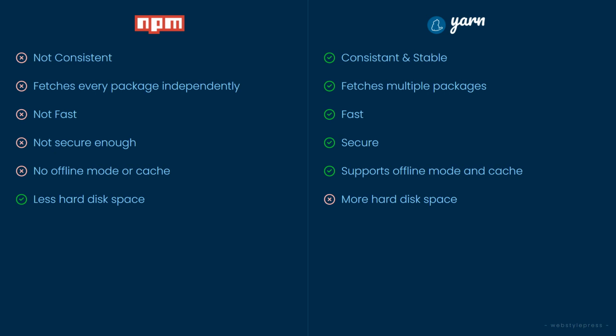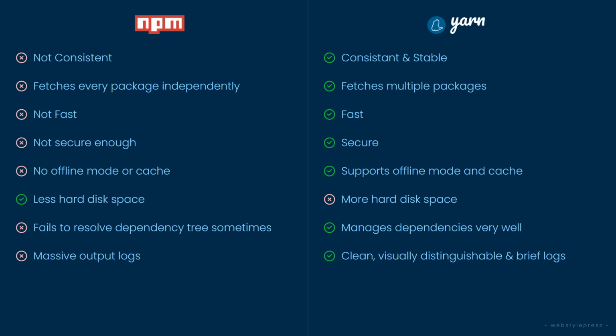NPM requires less hard disk space, while Yarn requires more hard disk space. NPM does not manage dependencies well. You will sometimes encounter a message using NPM like "unable to resolve dependency tree", but Yarn manages dependencies very well.